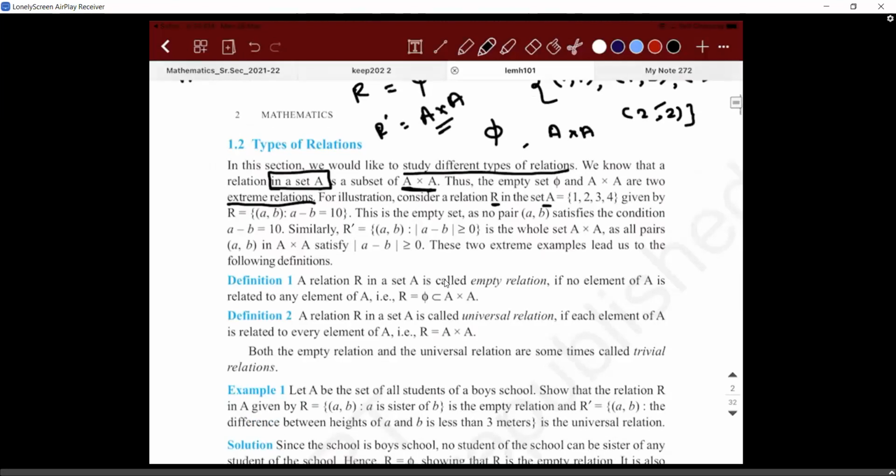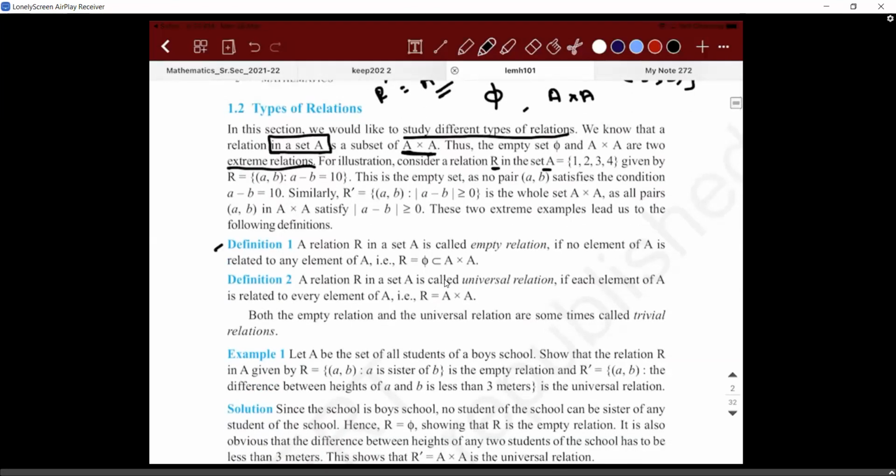These two extreme examples lead us to the following definition. A relation R in set A is called an empty relation if no element of set A is related to any other element of itself. That is, R is equal to the null set, which is a subset of A cross A. This is the mathematical way of writing it, but you need to understand the context. Are you guys clear with this? No confusion, right? Next time you will be able to answer. So R is equal to the null set, where the null set is a subset of the Cartesian product A cross A. This is what needs to go into your short notes.